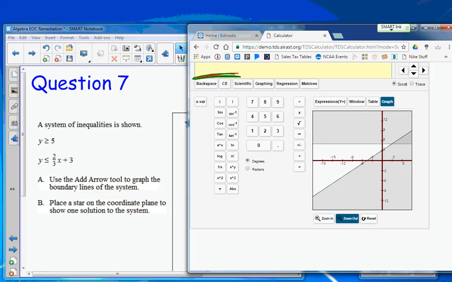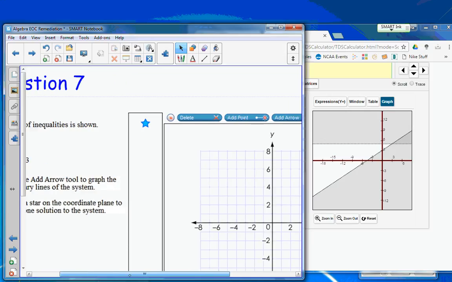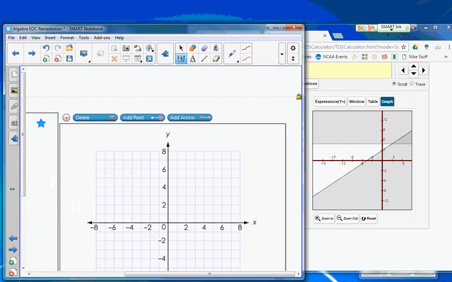So let's look at this. Y is greater than or equal to 5 is the horizontal line at y equals 5. So I'm just going to go ahead and graph that. I'm going to leave my calculator so I can see both of them. I'm going to come to 5. I'm going to graph my line at 5.